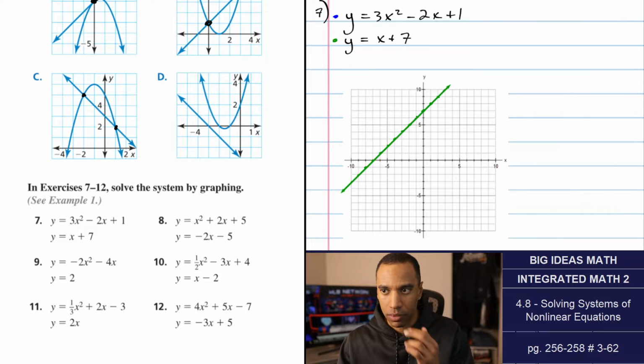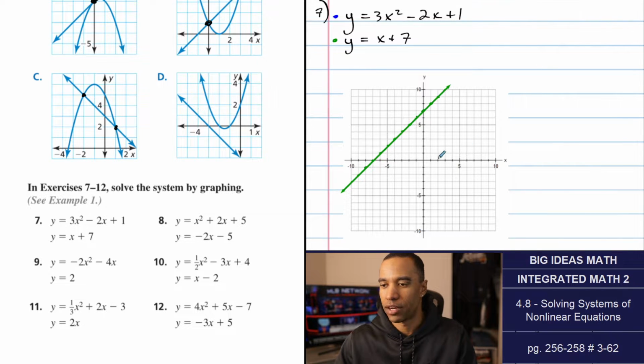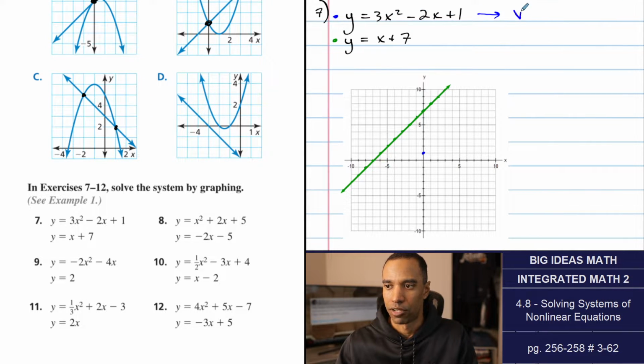All right, so there's the green one. The blue one does have a y-intercept of 1. At the very least, I can mention that. But where else does it intersect? This is going to be tough, because as far as the vertex goes, the x value is negative b over 2a.